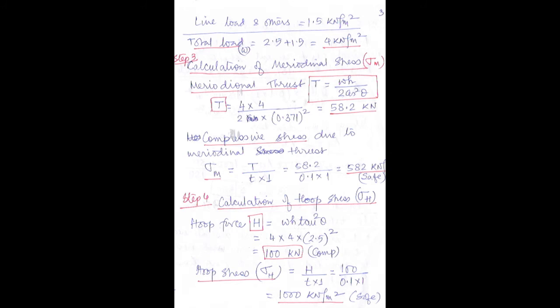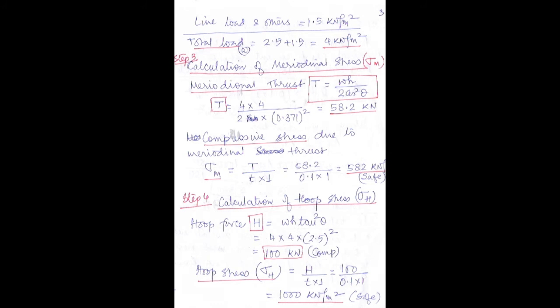Now let us look at step 3. In step 3, we should calculate the meridional stress, which is denoted as sigma subscript m. First we have to find out the formula for the meridional thrust. Capital T equals WH divided by 2 cos square theta. W is the total load, that is 4. H is the rise, that is given as 4 meter. And cos theta value we have found out in step number 1, 0.371. So directly we can put that square. If we put all these values, we get T equal to 58.2 kilonewton.